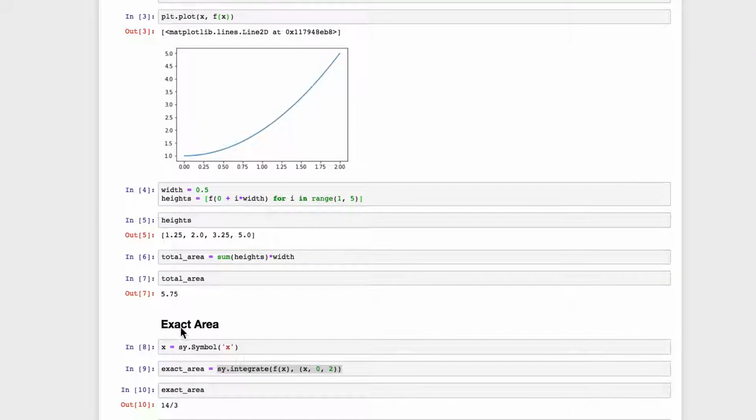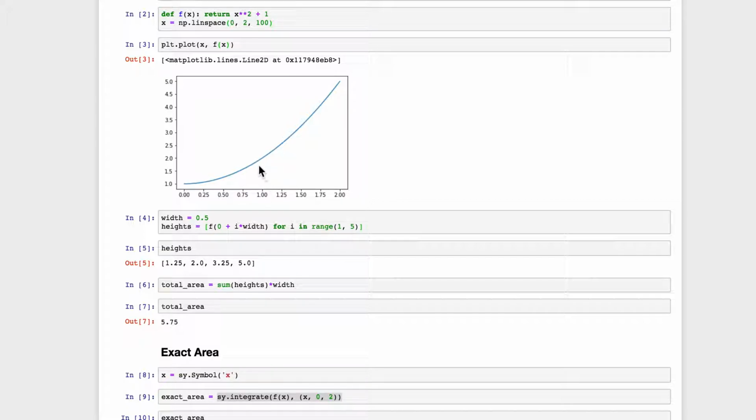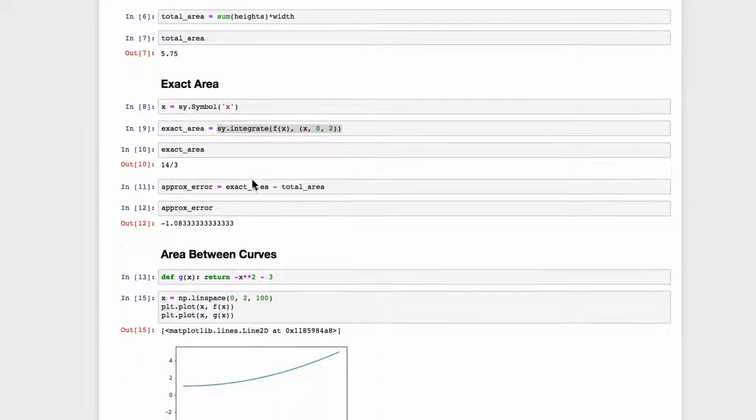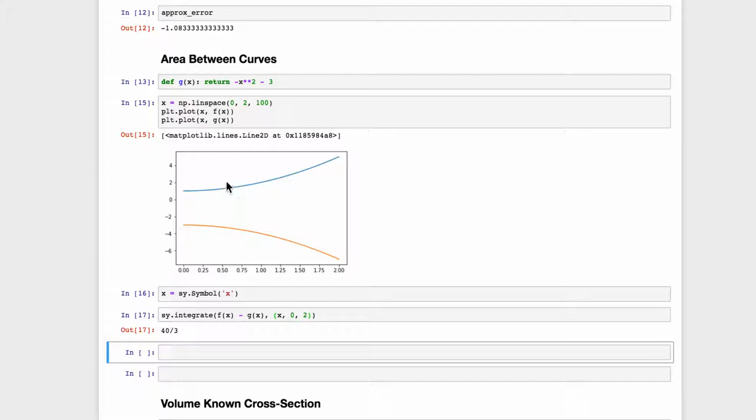So that's kind of our 2 steps. First, we're just finding the area beneath the curve, and then we're finding the area between 2 curves, where the height is defined as the difference between them.